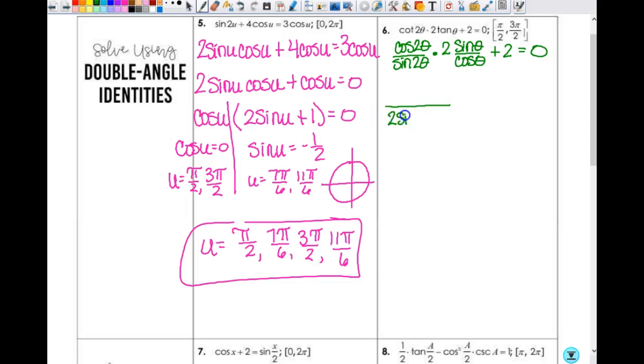This is 2 sine theta cosine theta times, this is 2 sine theta over cosine theta plus 2 equals 0. So before I ever even put the numerator in there, do you see some stuff that can happen here? What can I do with those 2's? These 2's. These cancel out, right? What happens with the sines? They cancel out also. So I'm just left with cosine in the denominator.